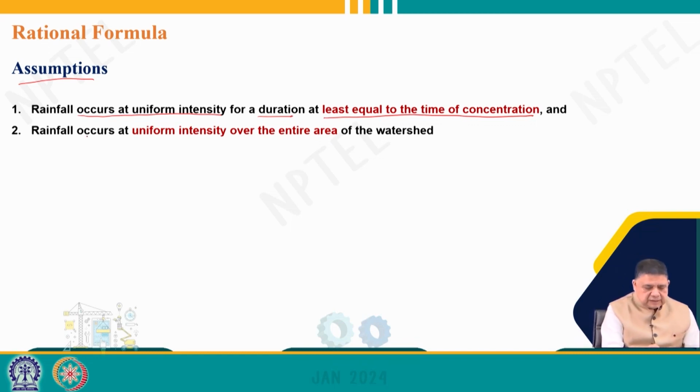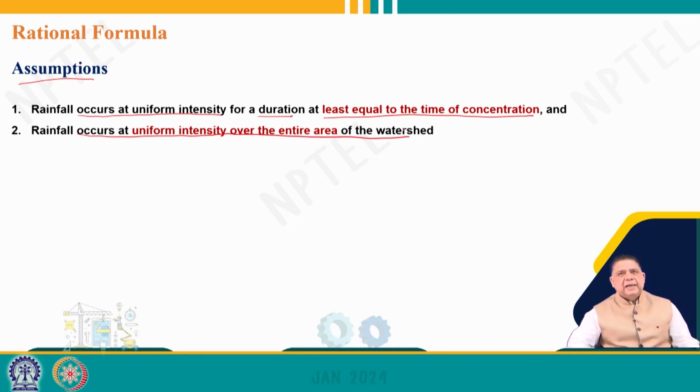The other assumption is that rainfall occurs at a uniform intensity over the entire area of the watershed. So, one assumption is about time, and the other is about areal distribution of rainfall. The second says that rainfall is uniformly distributed over the entire area of the watershed. That means the entire watershed area contributes to the runoff because of this rainfall intensity, which has a duration equal to the time of concentration.